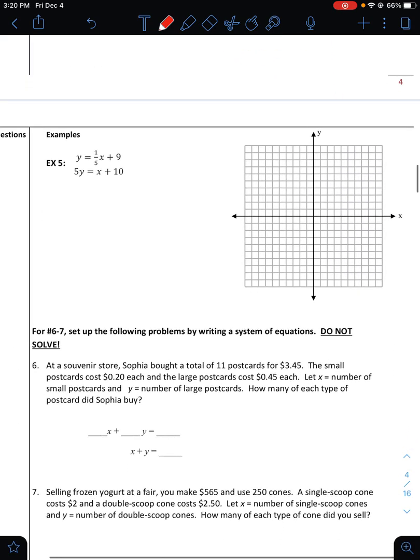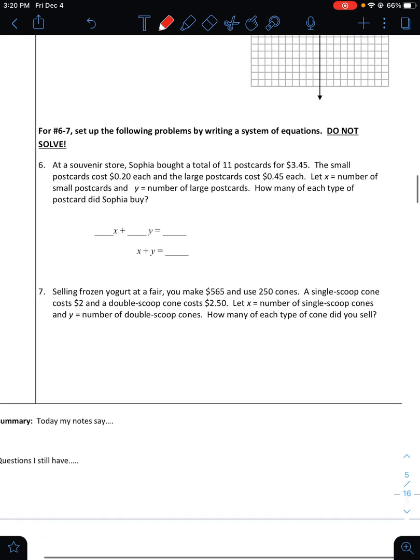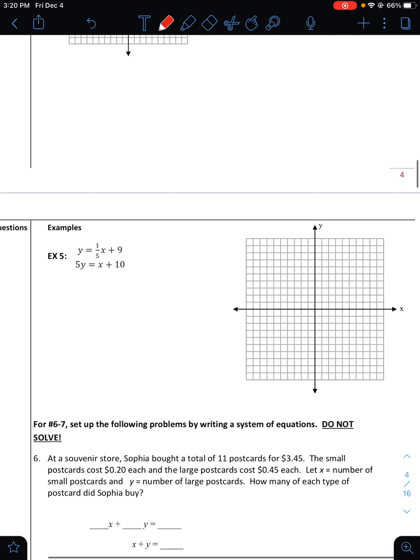All right. We just have one more graph, and then I want to set up a couple word problems with you. Okay, I want you to pause and go ahead and solve this system.